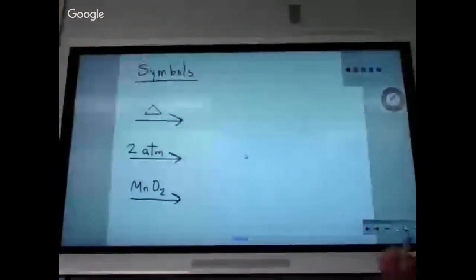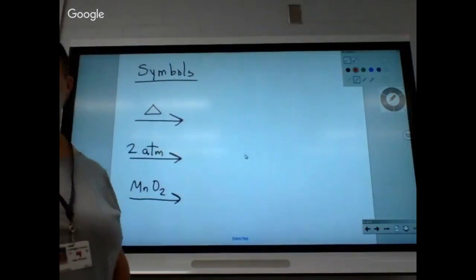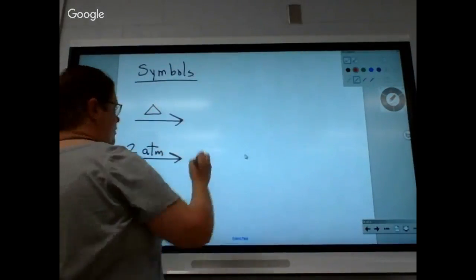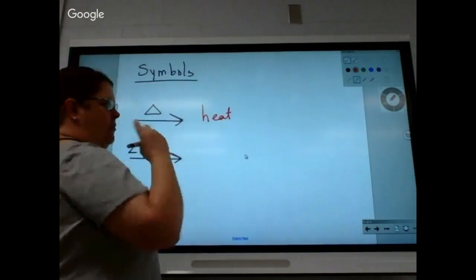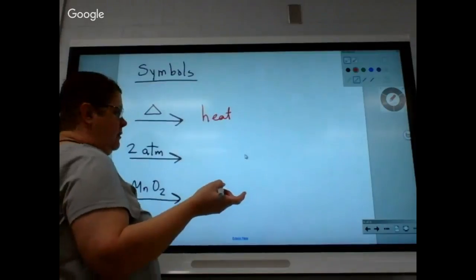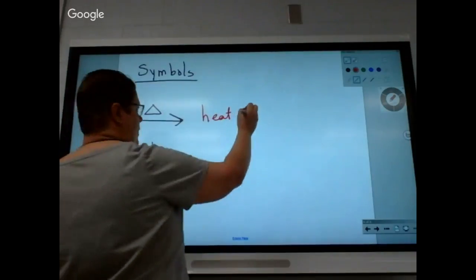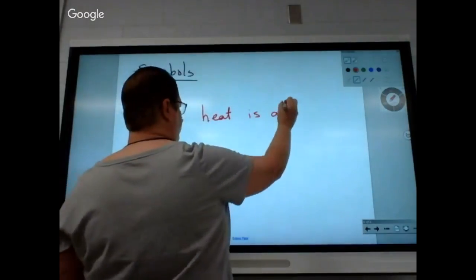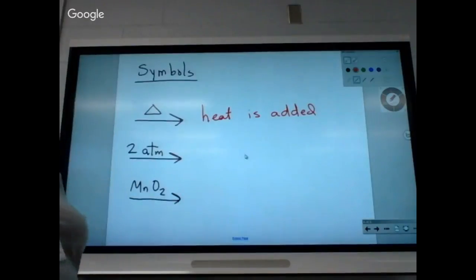Heat is added, okay? Sometimes reactions do not occur on their own. Sometimes you have to heat a reaction. So even though the triangle in math class means change in, when you write it on a yield sign, it means heat is added. Now, the remaining two that we didn't talk about mean something completely different.